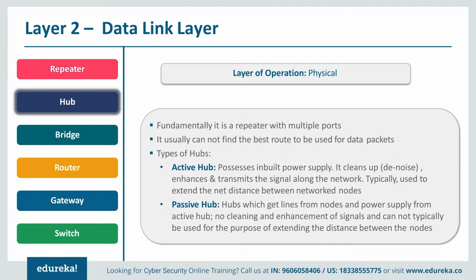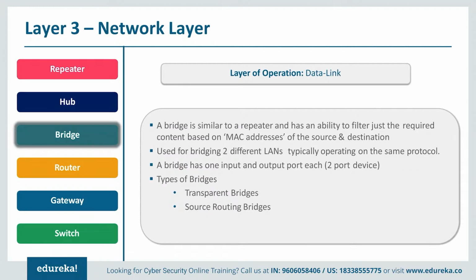Different types of hubs are the active hub and the passive hub. The active hub is typically used to clean up network disturbance or network noise, and also to enhance the signal strength across the network. The passive hub is simply a pass-on device. It just transmits the signal whatever it gets. It will not make any modification, error fixing, or denoising. A bridge is similar to the repeater and has the ability to filter and forward content based on the MAC address.